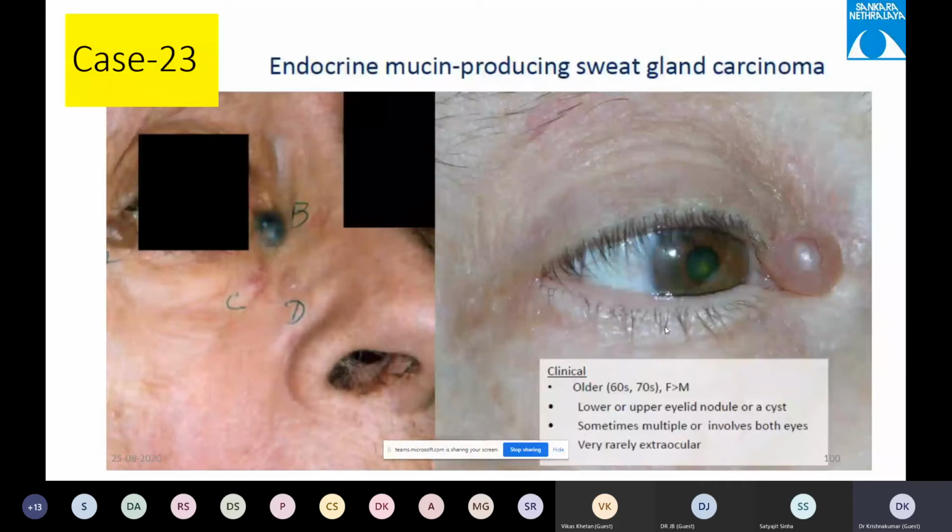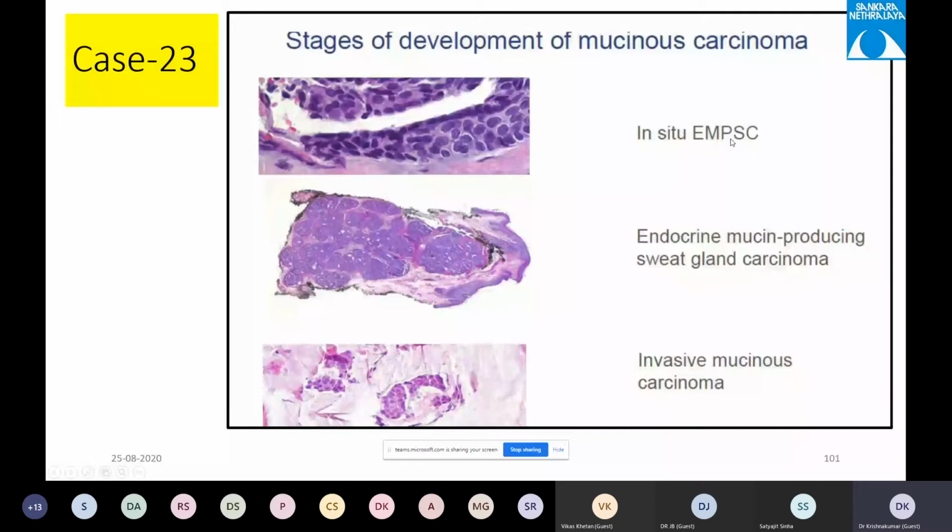You may mistake it for an apocrine cyst and leave it away and excise it, or not send it to the pathology department. But be careful whenever you see a cystic structure mimicking an apocrine cyst. This is endocrine mucin secreting carcinoma. This is in situ endocrine mucin secreting carcinoma, and it becomes an invasive mucinous carcinoma.